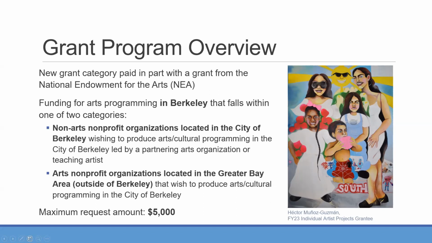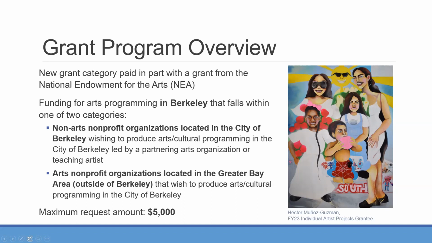The other type of eligibility for this grant program is for arts nonprofits. So organizations that are already producing arts programming, but are located outside of Berkeley, but want to produce their programming in Berkeley, like using a specific venue or working with a specific community or population within the city of Berkeley.